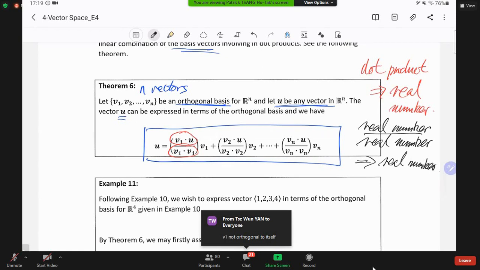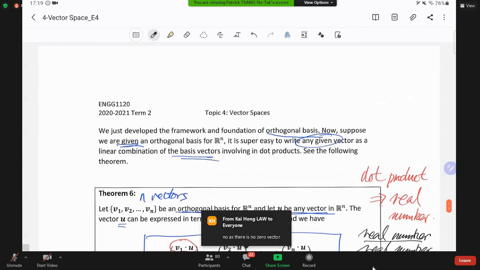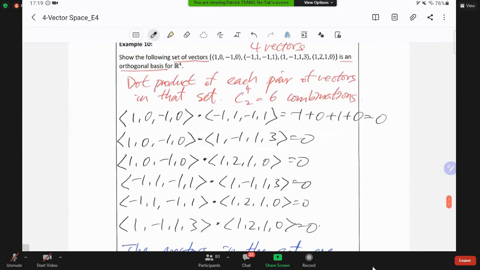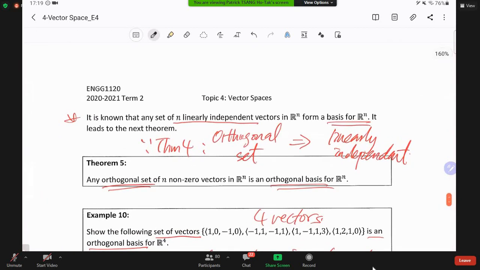Any idea? Do we need to? Very good. Guys, I see quite a number of you respond correctly. So let me go back to the previous page a bit. Let's go back to theorem 5.